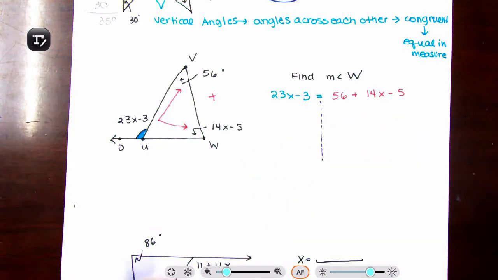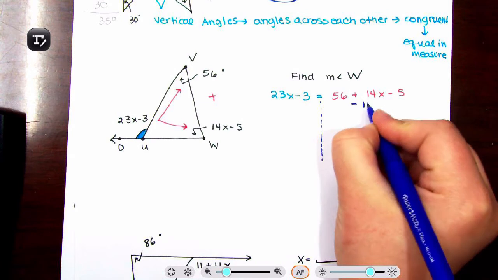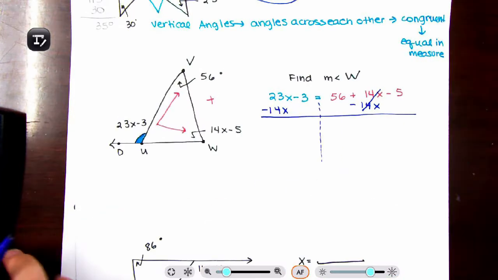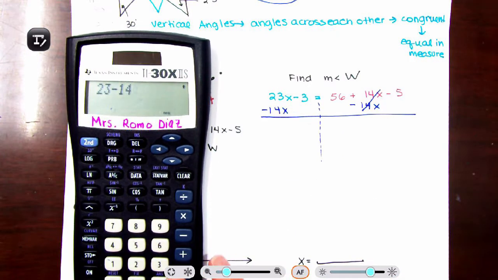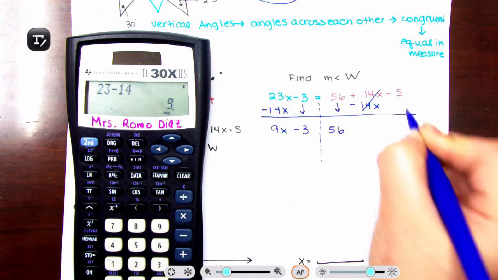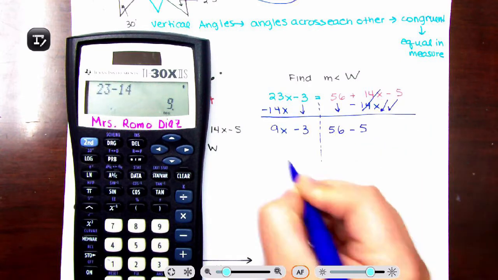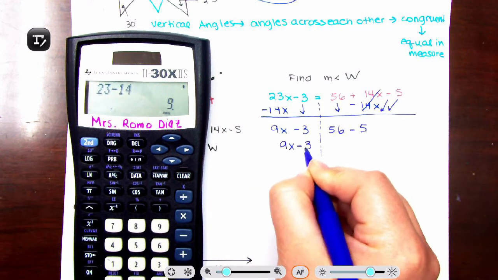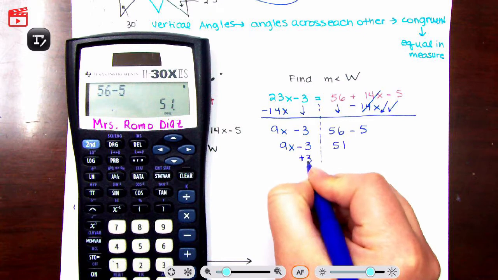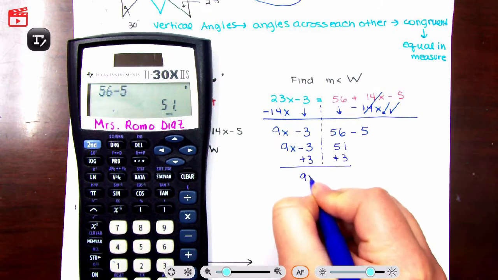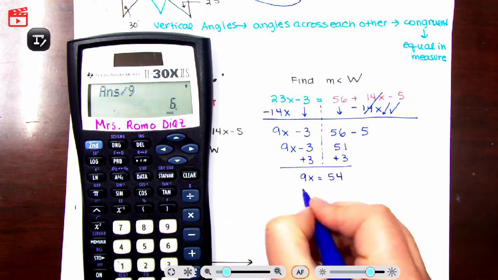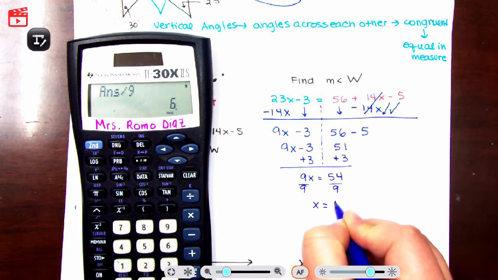So it's your choice if you want to combine like terms first or if you want to move the 14x first. It doesn't matter. As long as you keep things separate here, that's fine. So you got 23 minus 14. So that means I got 9x. I'm going to bring down that minus 3. I'm going to bring down that 56. I'm going to bring down that minus 5. So on my left-hand side, I still have that 9x minus 3. On my right-hand side, I have 56 minus 5, which is 51. I'm going to add 3 to both sides. So 9x is equal to 51 plus 3. That is 54. Dividing it by 9, x is equal to 6.